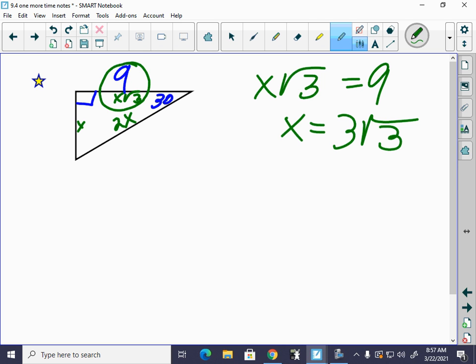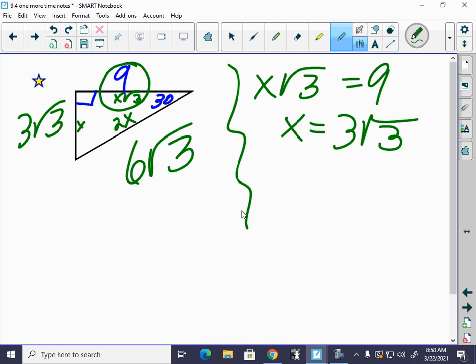I know. What do you do? Yeah, that would have been cooler. All right, so this is 3 square root of 3 and 6 square root of 3. That's it. I'm not going to write tough on that one. You have the shortcut written.